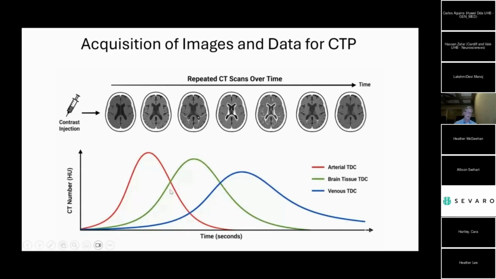What you get are time density curves, and these are important. So you have time on the x-axis, you have the CT value or Hounsfield value on the y-axis, and you get an arterial curve, a soft tissue curve, and a venous curve. Again, no contrast, contrast is picking up, maximum contrast, contrast decreases, no contrast.